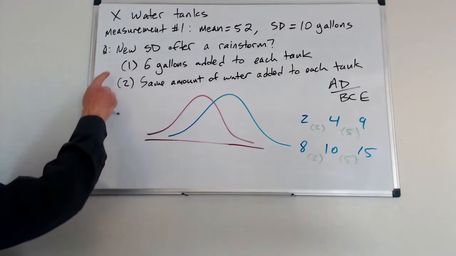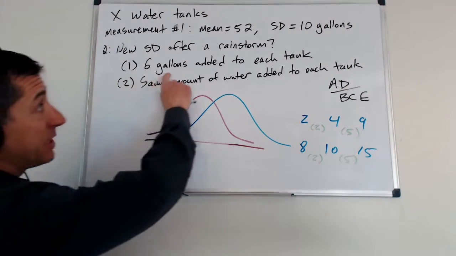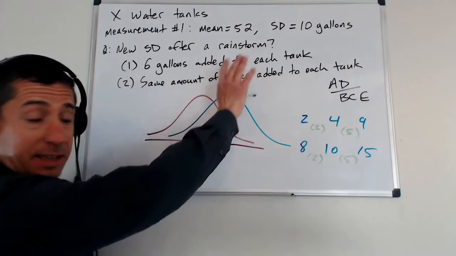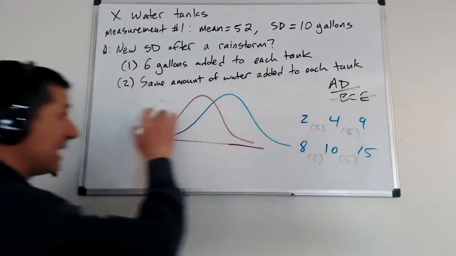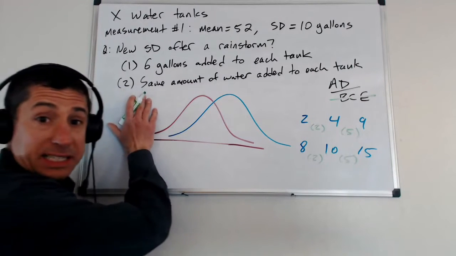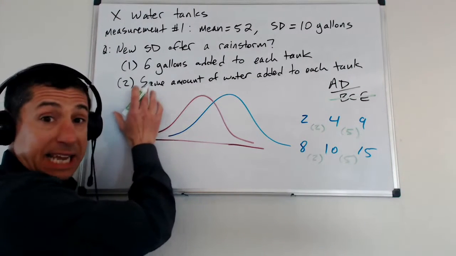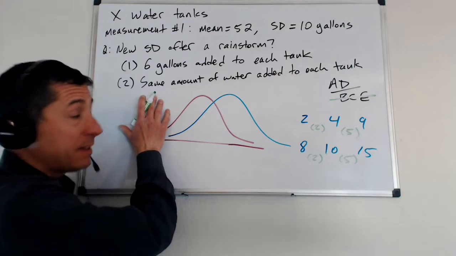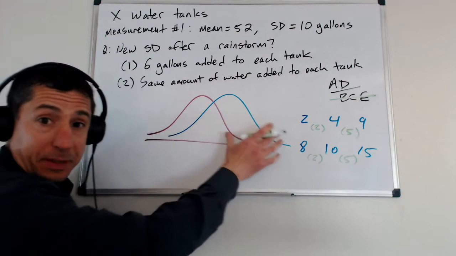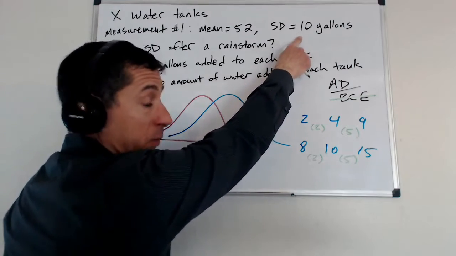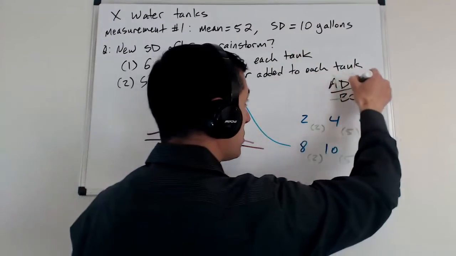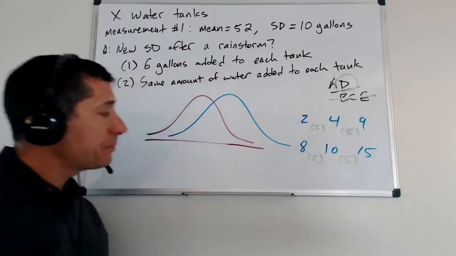So with that in mind, statement 1, sufficient, 6 gallons added to each tank. That means your standard deviation doesn't change. So it has to be A or D. I can cross out B, C, E. And as it turns out, it doesn't matter what the amount is. I could add 10 gallons, 20 gallons, quarter of a gallon. Makes no difference at all to the standard deviation. It changes the mean by a different amount, but it has no effect whatsoever on the standard deviation. So my answer here is D.